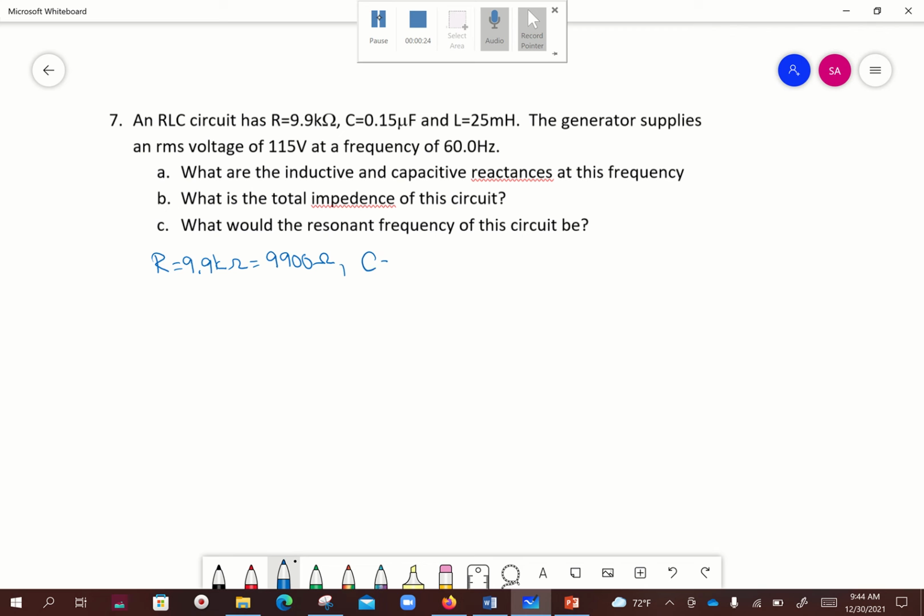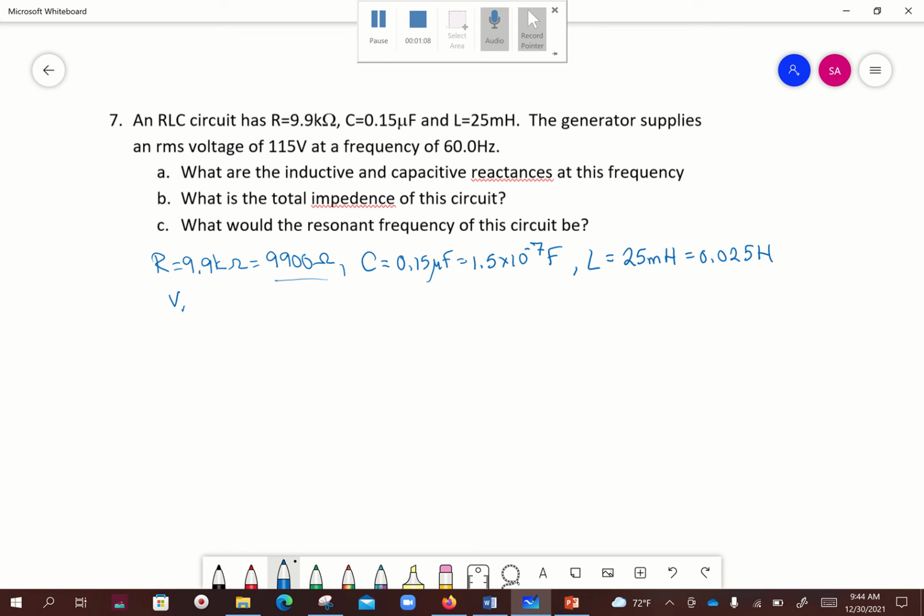The capacitance is 0.15 microfarads, so that is 1.5 times 10 to the minus 7 farads. And an inductance of 25 millihenries. So I divide by 1,000, I get 0.025 henries. And it's very important when you do these problems, straight away convert them into the base units of ohms, farads, and henries. Okay, so then we're told that the generator supplies an RMS voltage.